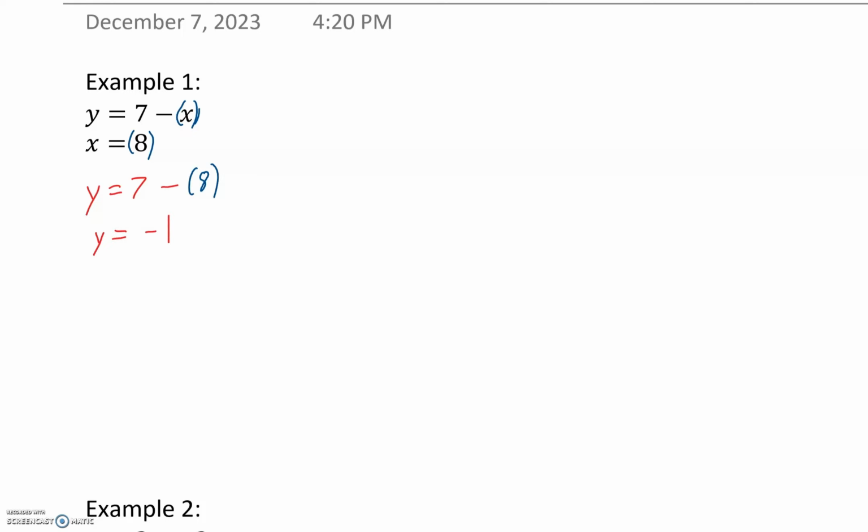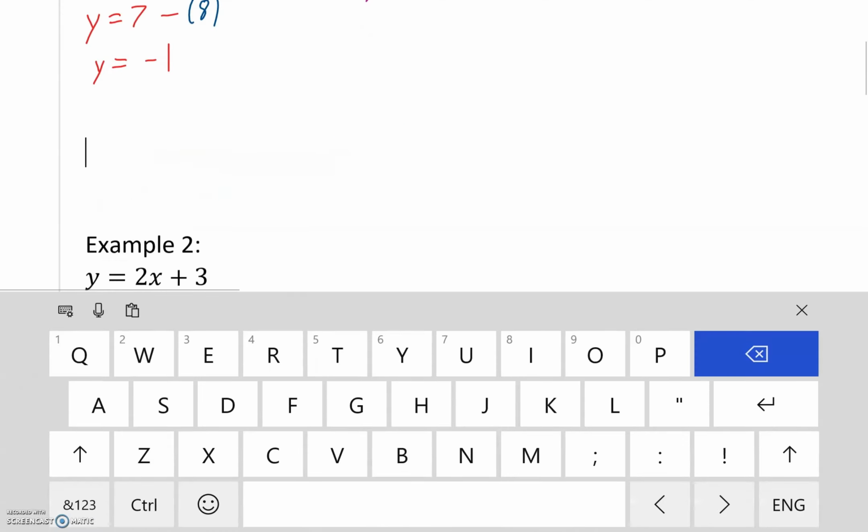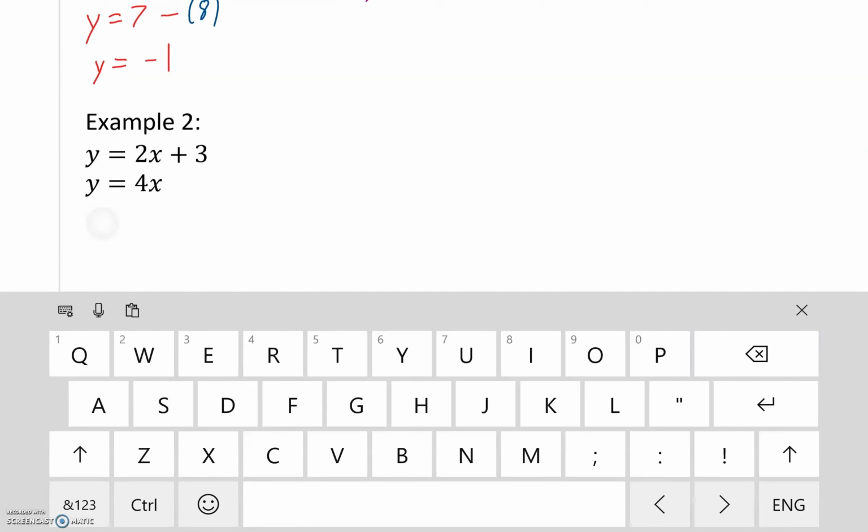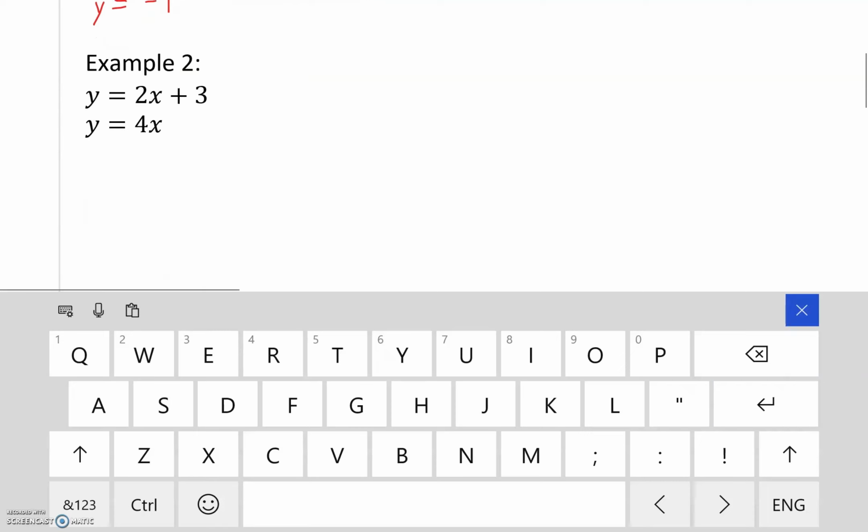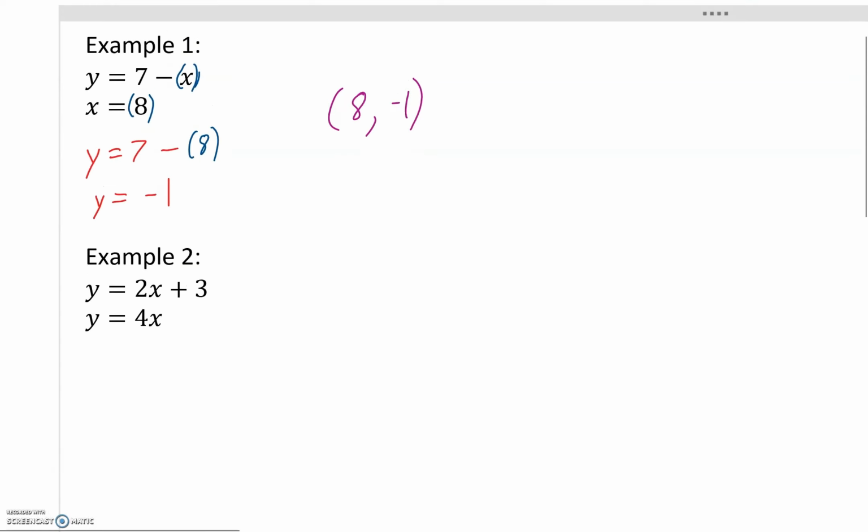Okay, so this is a very simple system, and what we're going to do is write 8, -1, so that we can have it in coordinate point form here. We're going to need the space more in the next couple. But anyway, that is how you substitute it in.